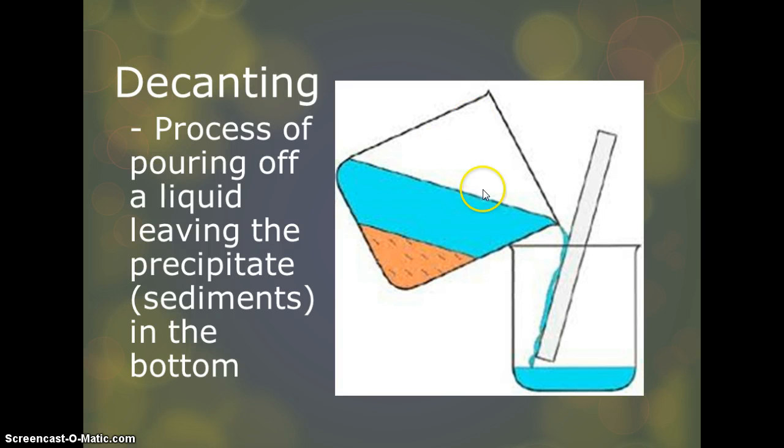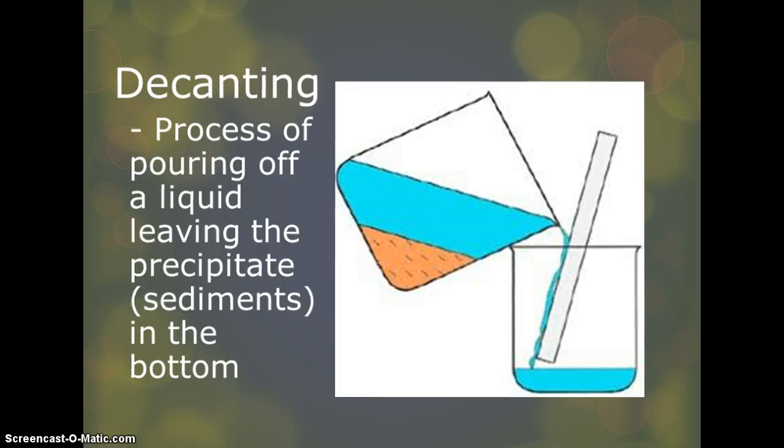So you would have your mixture in a beaker. You can see the solid settling to the bottom here. You're going to pour the liquid off. Use a stirring rod to prevent splashing. It kind of helps guide the liquid down into your other beaker or collection vessel.